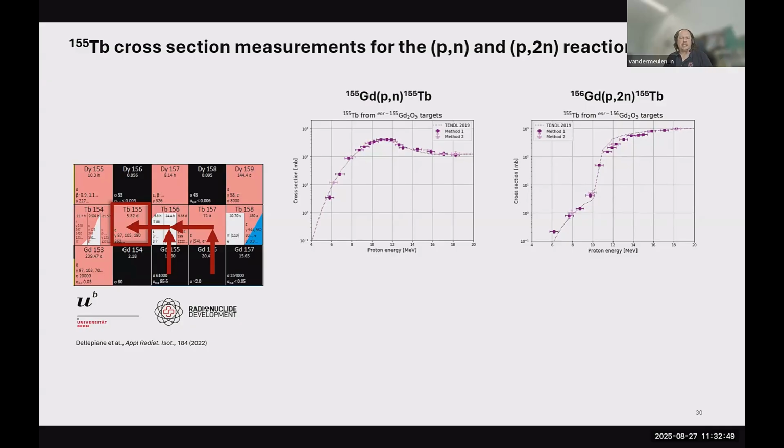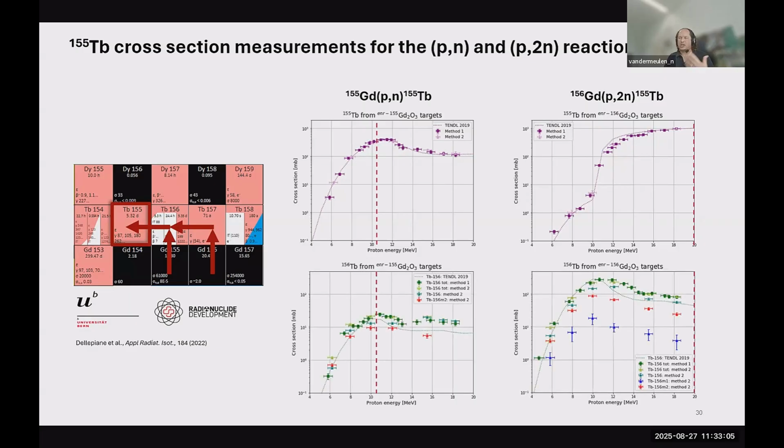And the point here, though, is what happens to the 7 to 9% of non-enriched material. That implies that there are other gadoliniums there, and the other gadoliniums can produce side products such as terbium-156.